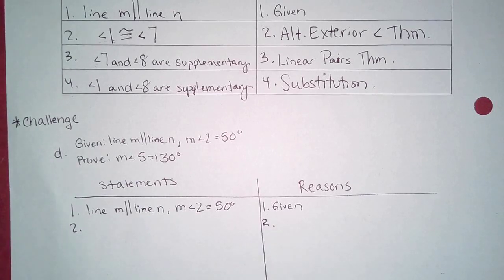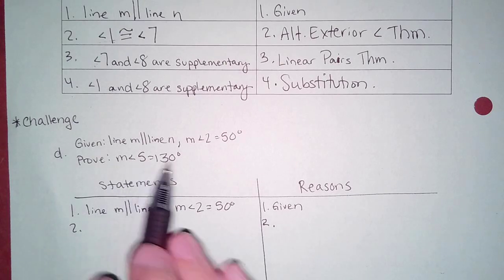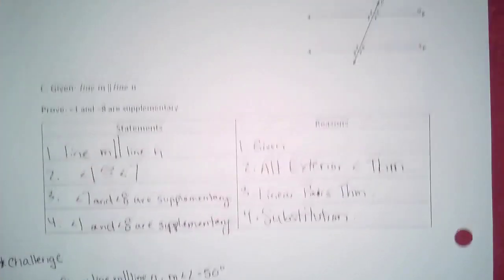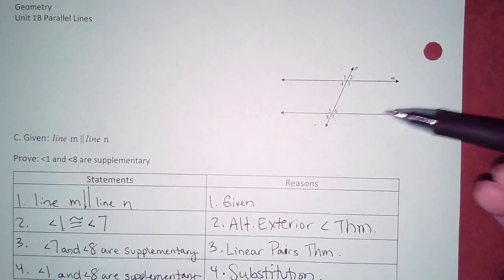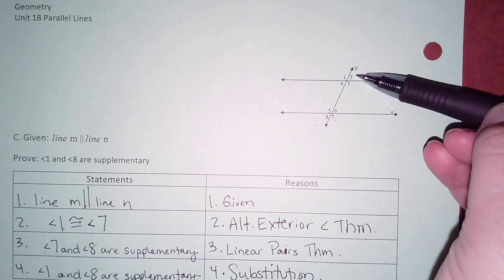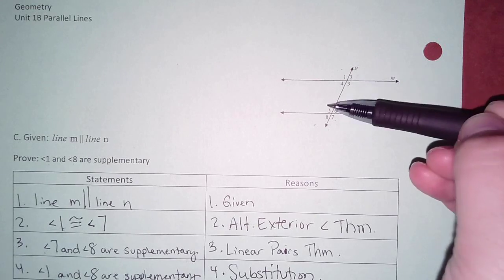I have 7 steps in this proof. Should be about 7. Could have been 8 if you broke your given up into 2 steps. So let's take a look. We want to prove that measurement angle 5 is 130. Right now, all we're really being told is that M is parallel to N, perfect, and 2 is 50 degrees. I'm trying to prove that 5 is equal to something.